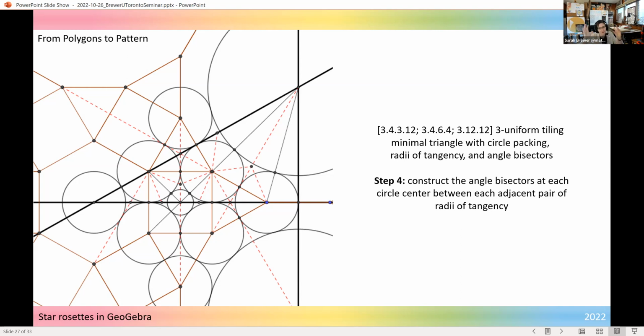So for simple patterns, it's not too bad. In more complicated patterns, you end up with a lot of lines drawn in GeoGebra, and you've got to be careful because a lot of things on one side might be an angle bisector and they kind of look like an angle bisector on the opposite side, but they're not actually. So just kind of a warning there.